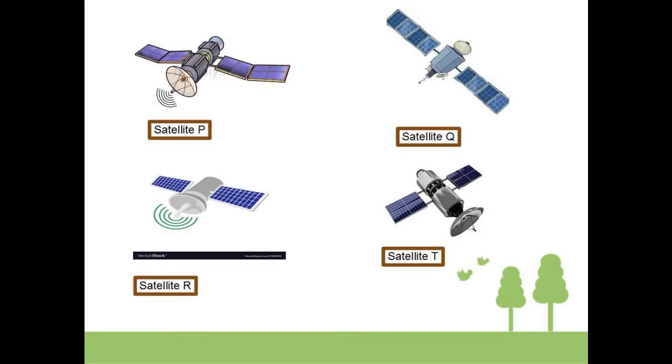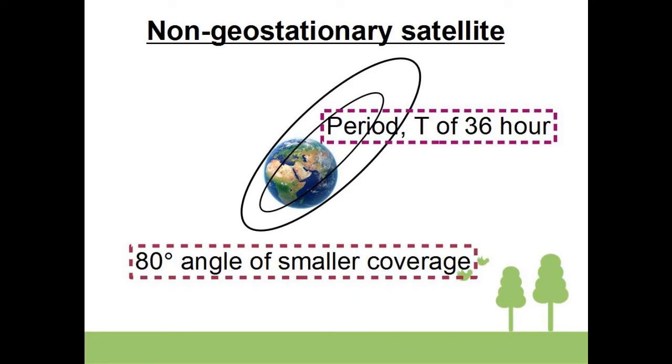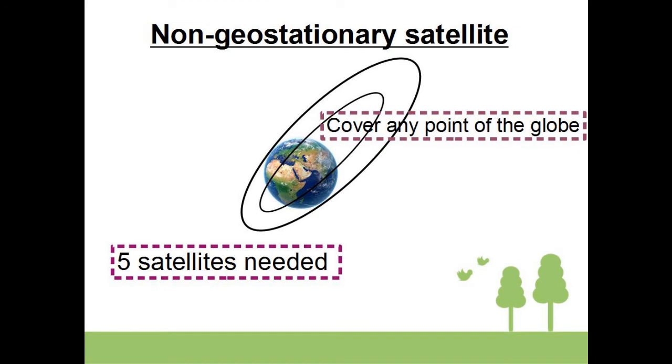Satellite Q and T are non-geostationary satellites. Both of them rotate around the Earth in 36 hours. They both can cover around the globe at any point. However, they are more costly as they require a minimum of 5 satellites.